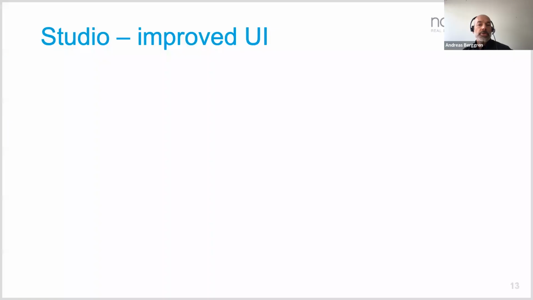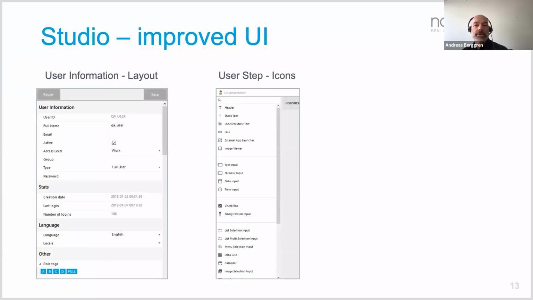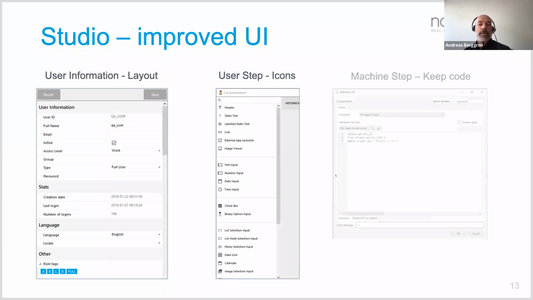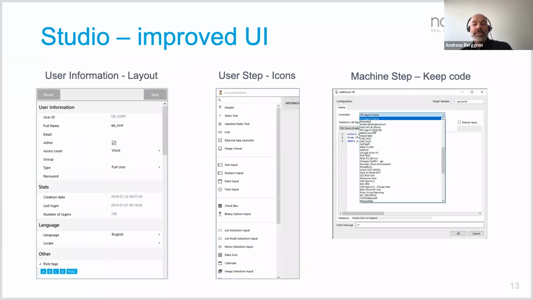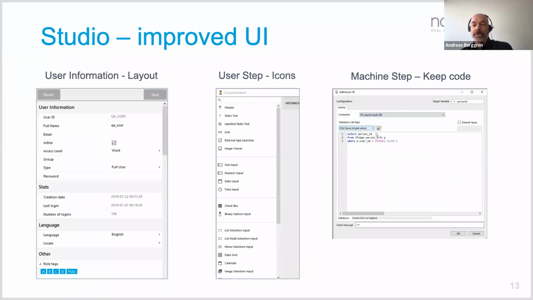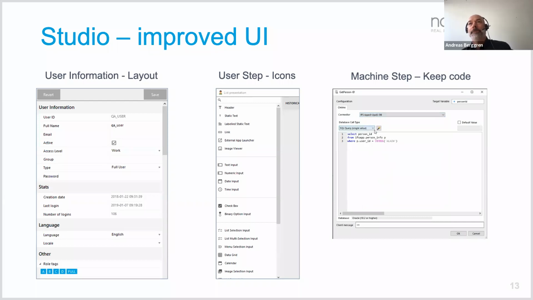Improvements in the Studio UI. So we have improved the user information layout. And we have made it easier to find the user steps you want with the icons and search capabilities. And you can now keep your code in machine steps when changing the connector. No more remembering to copy the code before changing to another connector name.